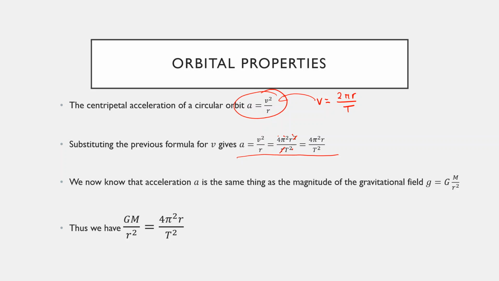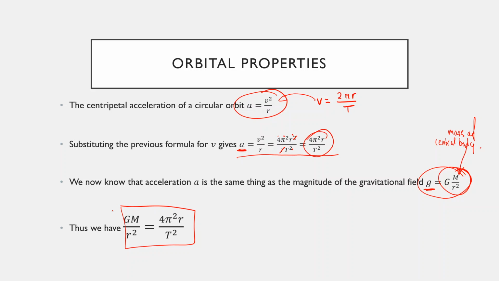So its gravitational field strength at that distance, we can work out using GM over r squared. Just don't get confused. This M here is the mass of the central body. It's the mass of the thing that the satellite is orbiting. It's not the mass of the satellite itself. And what we can say is that gravitational field strength g is just equal to centripetal acceleration a, and I can just make this thing equal to this thing, and that's exactly what we have there.